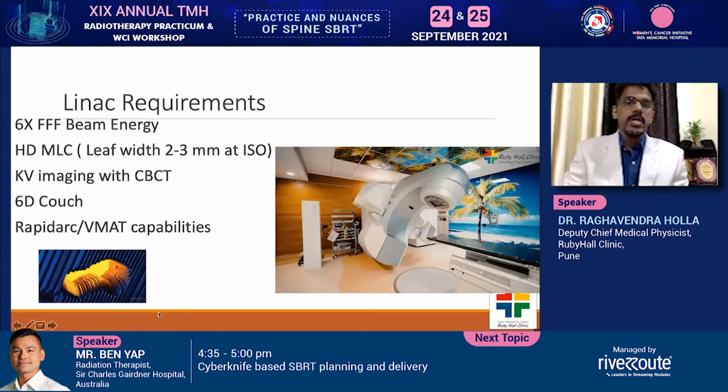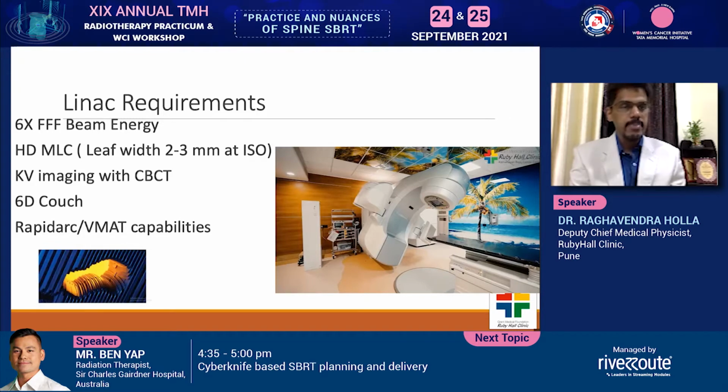conclusion. The Linac requirements. The general energy used for spine SBRT is 6X FFF, which is one of the requirements because of the sharp dose fall-off requirement. And the high definition MLC: the generally used MLCs are 2 to 3 millimeter at isocenter. We have something called TrueBeam STX, which gives me 2.5 millimeter leaf width at isocenter.